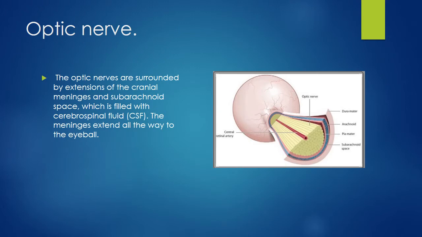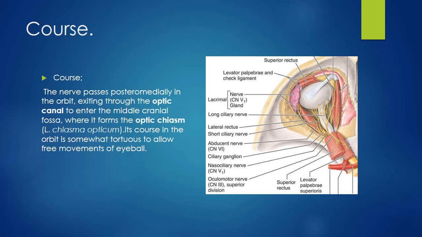Optic nerves are surrounded by all 3 meninges with subarachnoid space, and this subarachnoid space is filled with cerebrospinal fluid. The meninges extend all the way to the eyeball. The optic nerve passes posteromedially in the orbit and exits through the optic canal and reaches the middle cranial fossa, where it forms the optic chiasma. Its course in the orbit is somewhat tortuous to allow free movements of the eyeball.